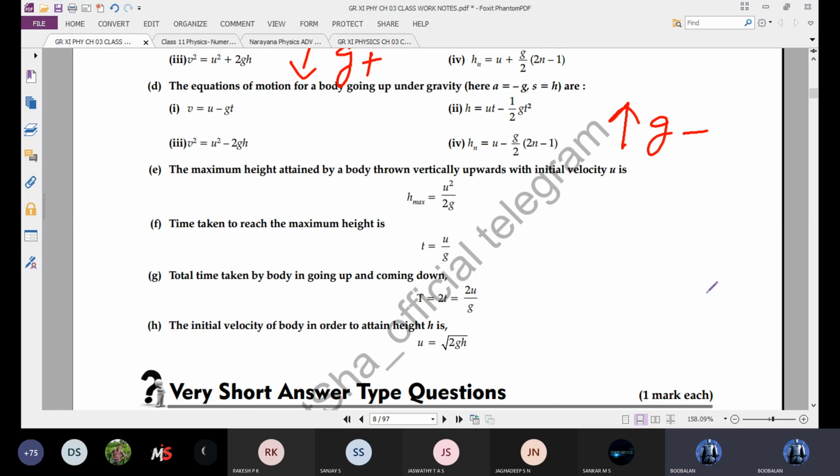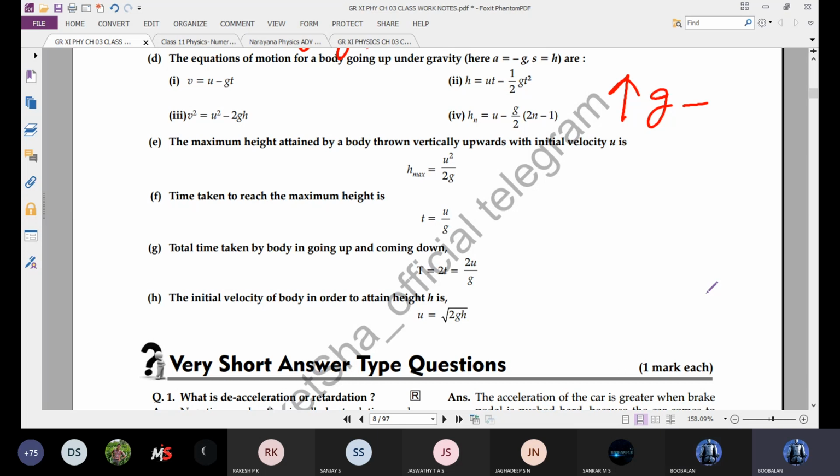Next one, maximum height. The time taken is T is equal to U by G. Total time taken, time of ascent and time of descent, both are equal, so the formula is T equal to 2U by G. And to find the initial velocity of the body, U is equal to root of 2GH. For all the formulas, take one small note, a formula bank, only formulas of chapter number 3. So you know what formulas you are learning. You should write all the formulas. Whenever you go for the exam, just revise before that.